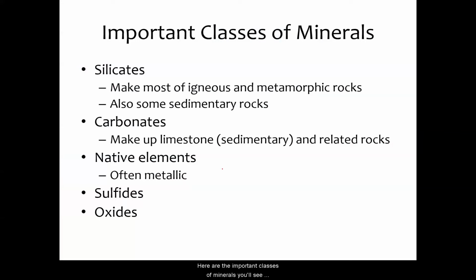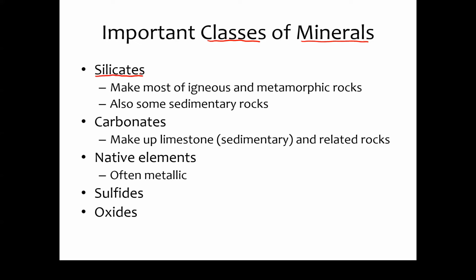So here are the important classes of minerals. You'll see at least one example of each of these in your lab. And these are relatively common classes of minerals, and it's not an exhaustive list. There are other types of minerals as well. But we tend to classify minerals based on the anionic units that make them up, just because there are so many different metals that make cations that can end up in minerals. We tend to classify them instead based on only the few types of anions that can end up in minerals.